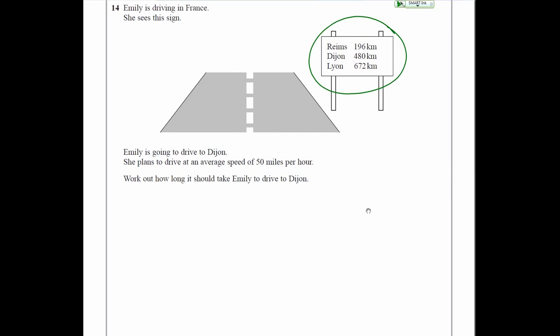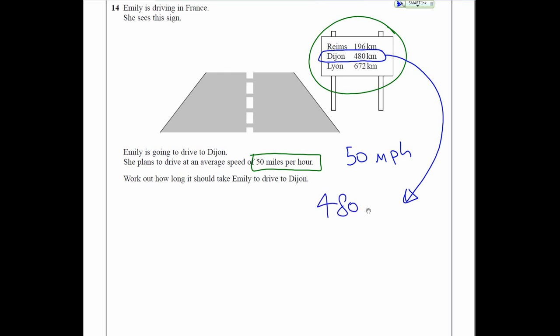Emily's going to drive to Dijon. She plans to drive at an average speed of 50 miles per hour. Work out how long it should take Emily to drive there. Okay, so 50 miles per hour. And let's look at the sign to see how far Dijon is away from Emily. 480 kilometers. Oh dear, that is a nasty question.